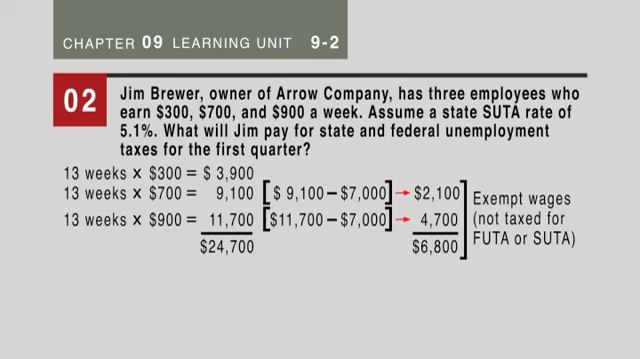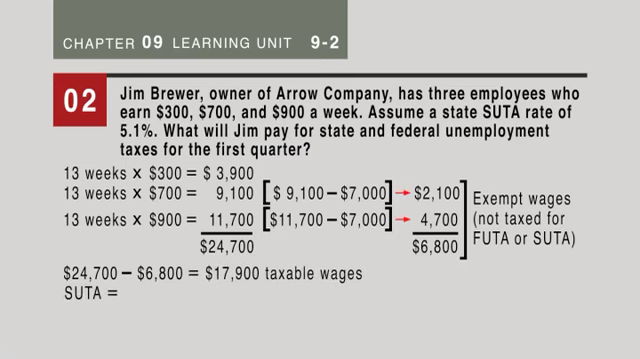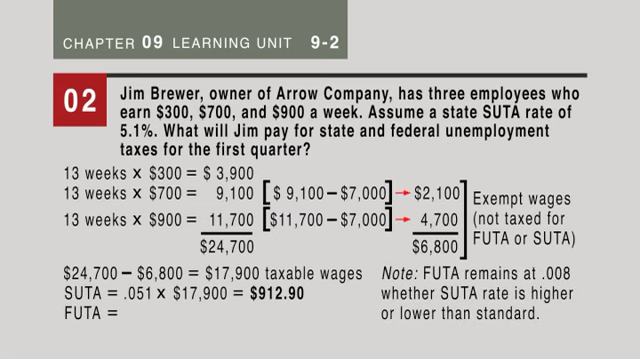So what you do is you take the total payroll, which in this case is $24,700, minus the $6,800 of wages I don't have to pay on. Taxable wages are $17,900. We take the SUTA rate of 0.051, multiply it times 17.9, and I would have to pay $912.90. For FUTA, it's 0.8%, or in decimal, 0.008 times 17.9, which gives us a FUTA amount of $143.20. The key to this whole thing is you never pay more than the first $7,000 of wages for SUTA or FUTA.